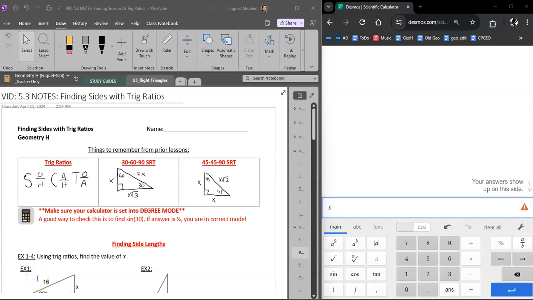Fugay, and for our lesson today, we are going to talk about how we can use trig ratios to find missing sides of the triangle. So a couple quick things before we jump into some examples.